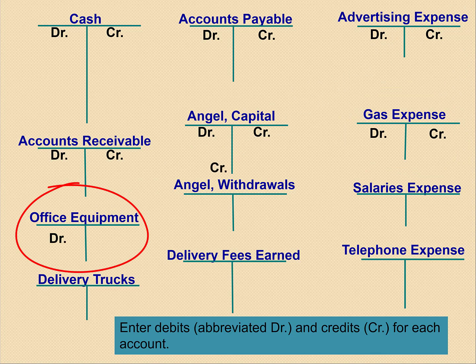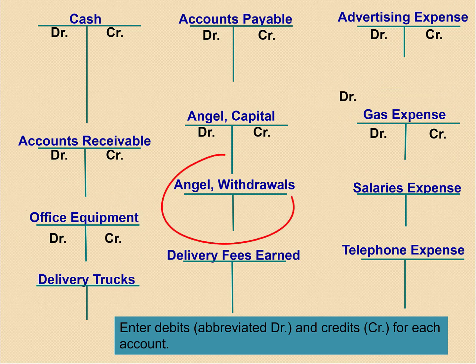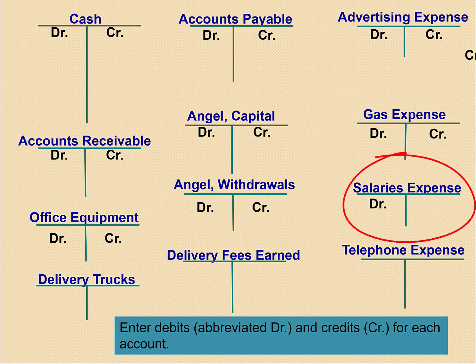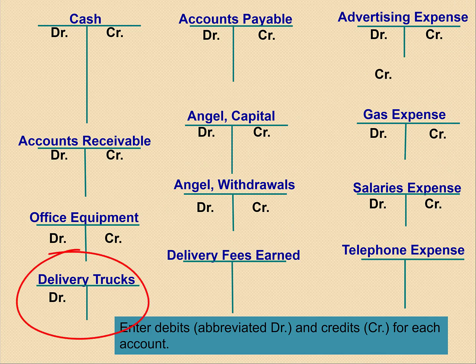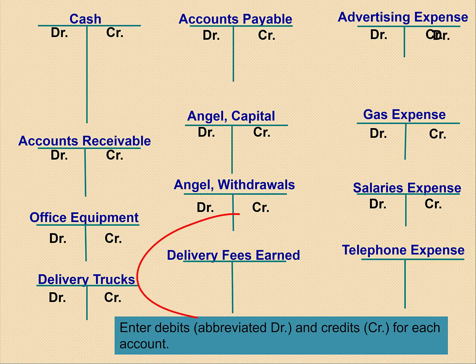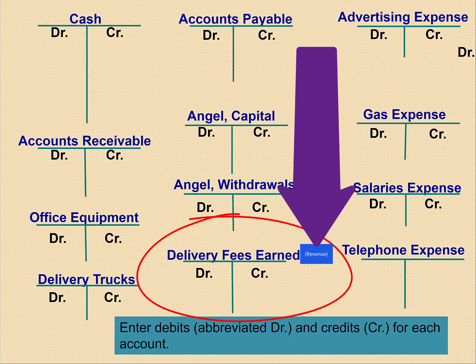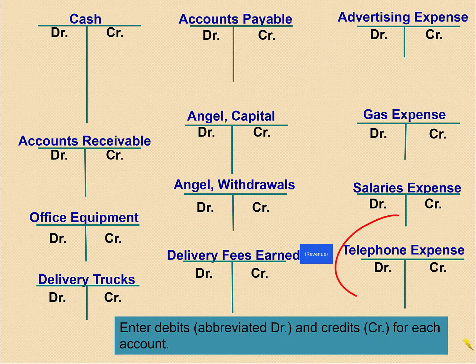So I'm doing office equipment, Angel withdrawals, salaries expense, delivery trucks. Now remember the revenue account is called delivery fees earned. So if you want, next to delivery fees earned, you can write revenue in parentheses to remind you that that is the revenue account. You can always look at the chart of accounts to figure out what type of accounts these are.